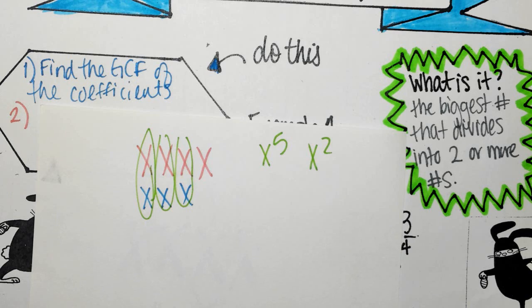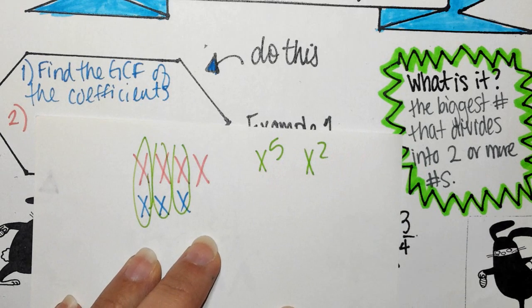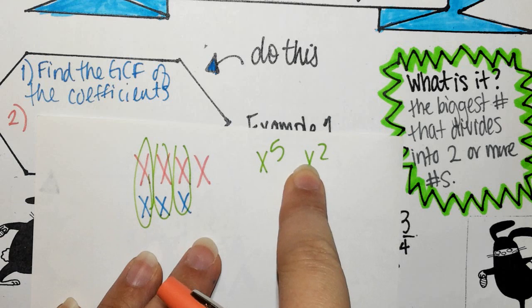Did you take the bigger number or the smaller number? The smaller one. Do you think it's always going to be the smaller one? Yes, because this can't have 5 x's in it. It only has 2.